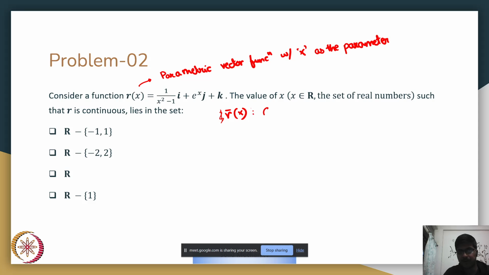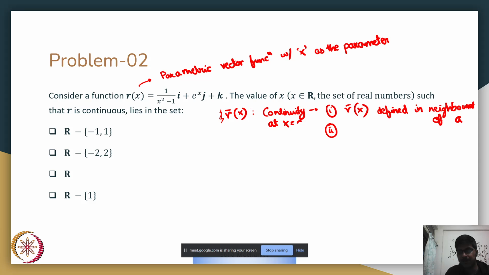So, if you want to check its continuity, I think there are three conditions involved. Firstly, r of x should be defined. Individually, we have to check that each component of the vector field is continuous or not. Correct, correct. So the conditions that I'm writing down: for continuity of r of x at x equal to a, we have to check this for all three components.